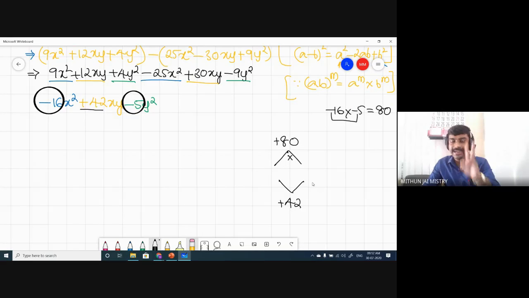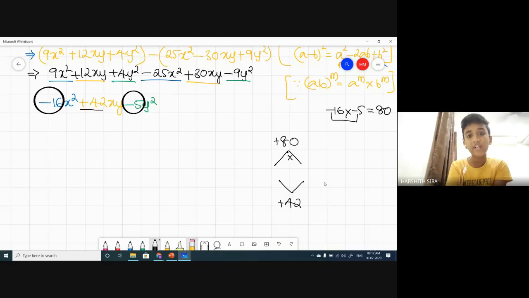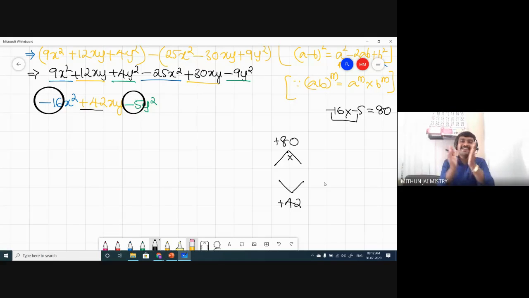Now, children, I want two numbers. Think. 40 and 2. Very good, Harshit. So I want two numbers. When I multiply, I should get 80, and when I add, I should get 42. So definitely those numbers are 40 and 2. Have a look.